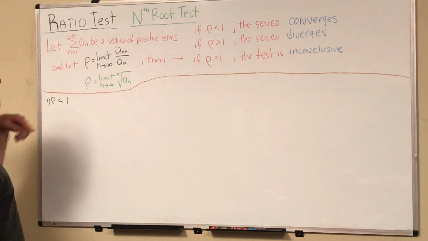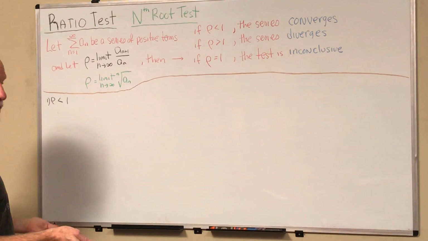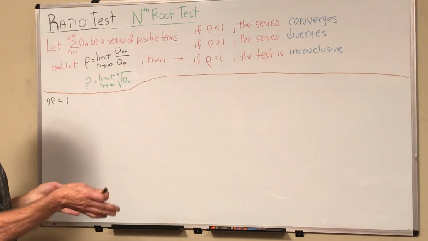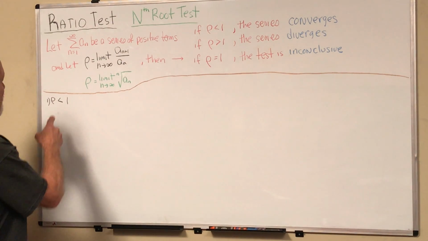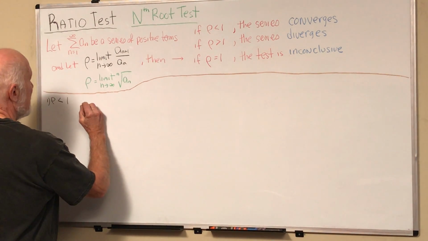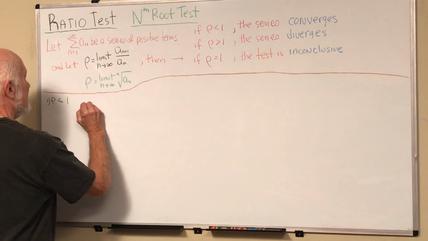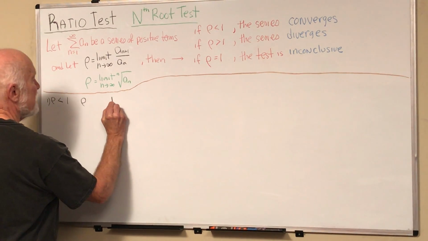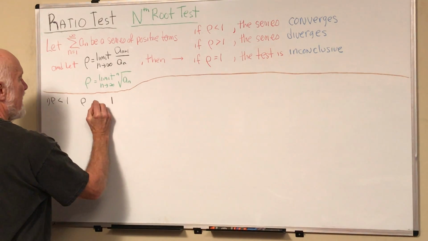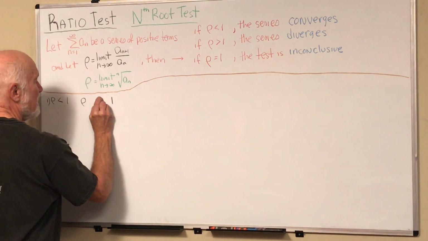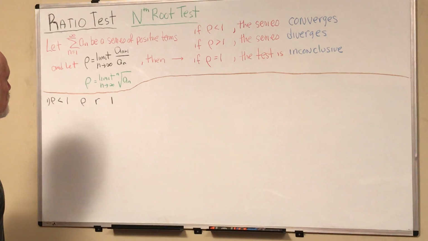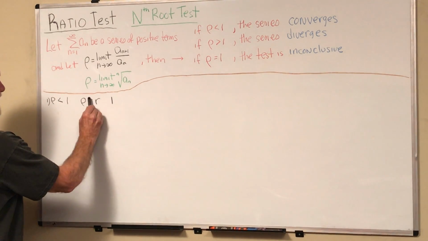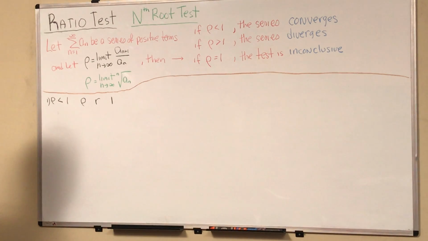Well, if rho is less than 1, think about the number line. There's always a number in between two real numbers. So I know if rho is less than 1, if you look down the number line, here's rho and here's 1, there's going to be an r, a number r somewhere in between there. So this is on a number line. I could have a less than and a less than here.